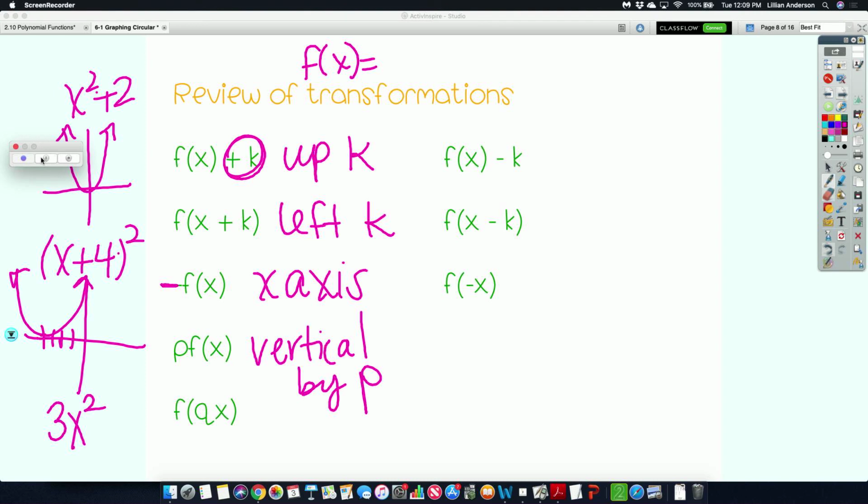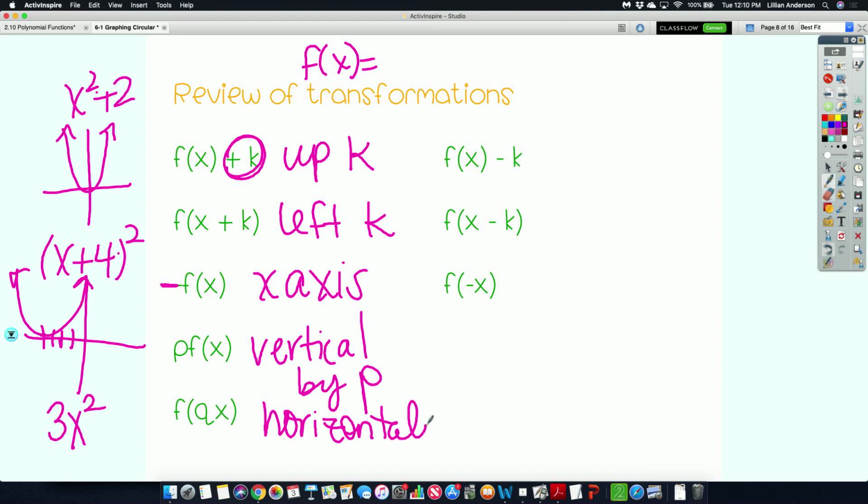What about the numbers on the inside? What does that mean? This was a horizontal stretch. By what? Not the number. Remember, anytime it was on the inside, it was always the opposite. So it wasn't by Q, not negative Q, not X. It's 1 over Q.